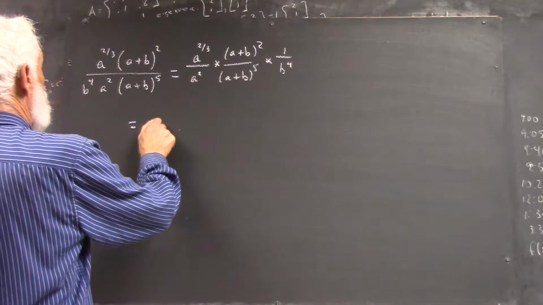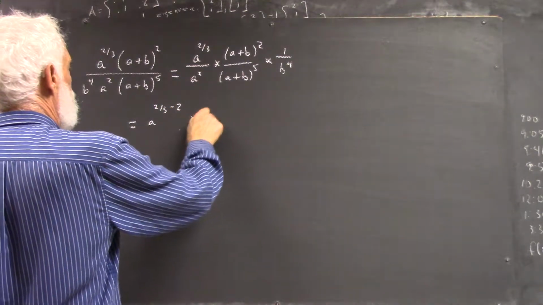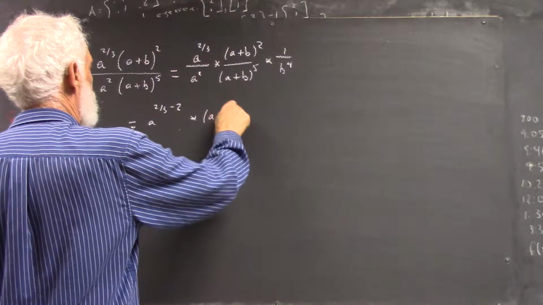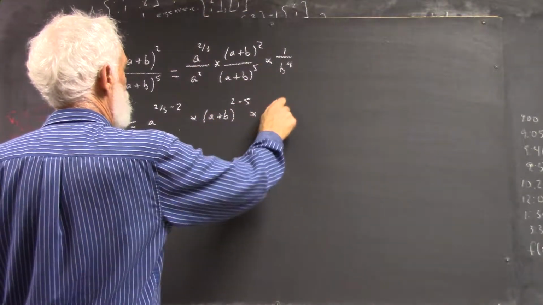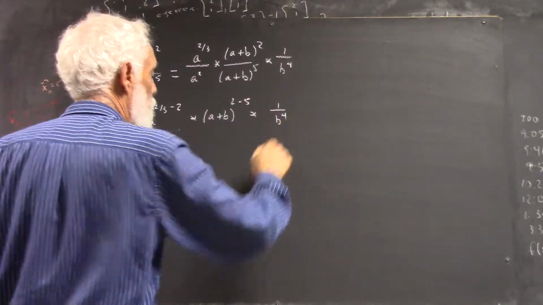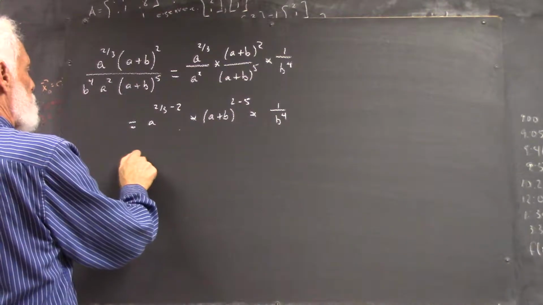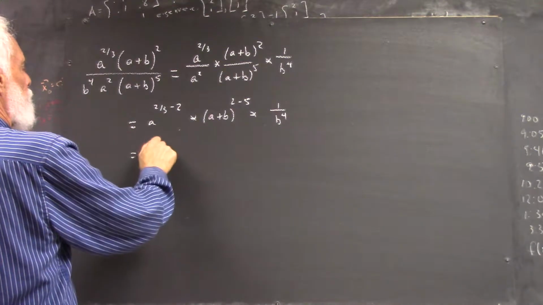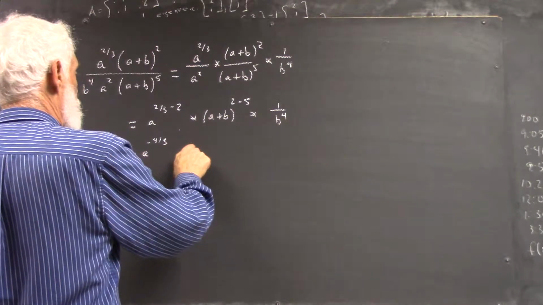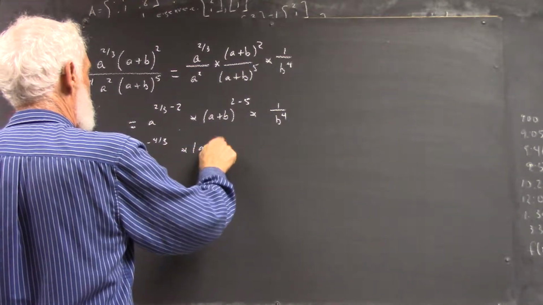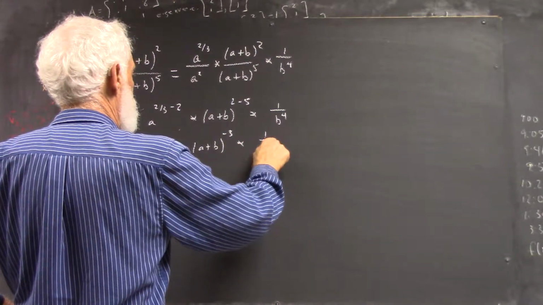This is going to be a to the 2/3 minus 2 multiplied by a plus b to the 2 minus 5 multiplied by, and I'll just keep this as 1 over b to the 4th because that's what people did. Okay? So, well, 2/3 minus 2 is negative 4/3. Got that. Very good. And this is a plus b to the negative 3rd. And this is 1 over b to the 4th, right?